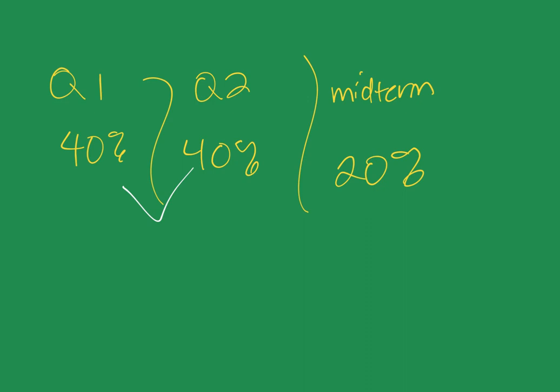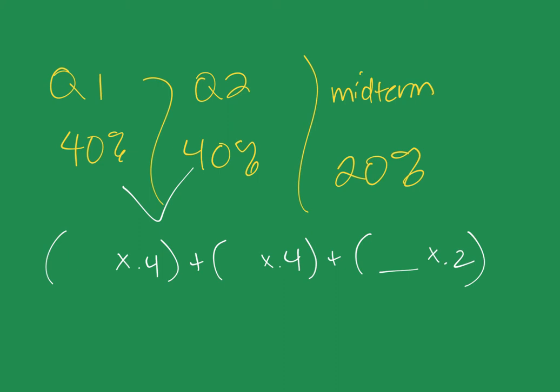For those of you wondering what's the minimum I can get on the midterm and still keep my exemption, this is how you do it. Take quarter 1 and multiply it times 0.4, plus quarter 2 multiplied times 0.4, plus whatever you think you're going to get on the midterm multiplied times 0.2, and that's going to be your overall average.